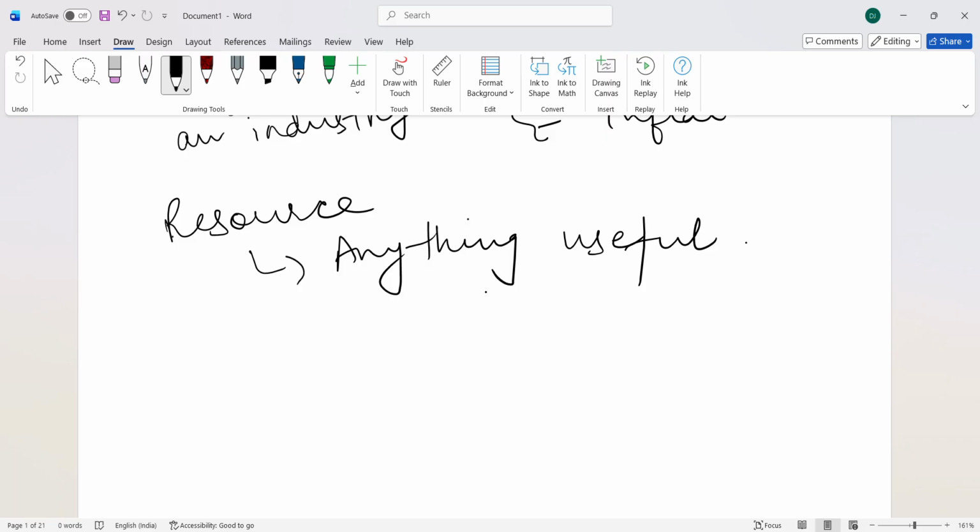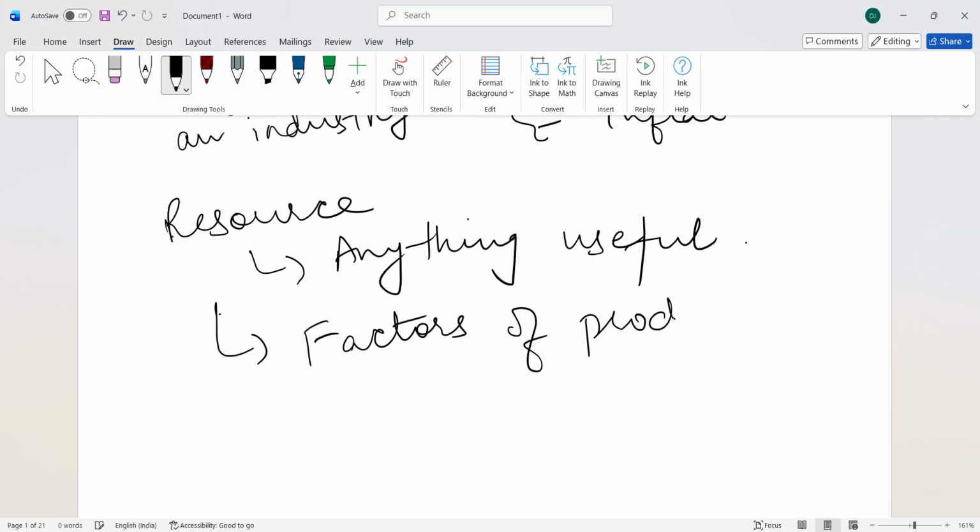All right. Now, in economics, anything that can be used is a resource, right? In economics, what we have done is that we have classified all kinds of resources under the title of what we call factors of production. And we have categorized them under four main categories.